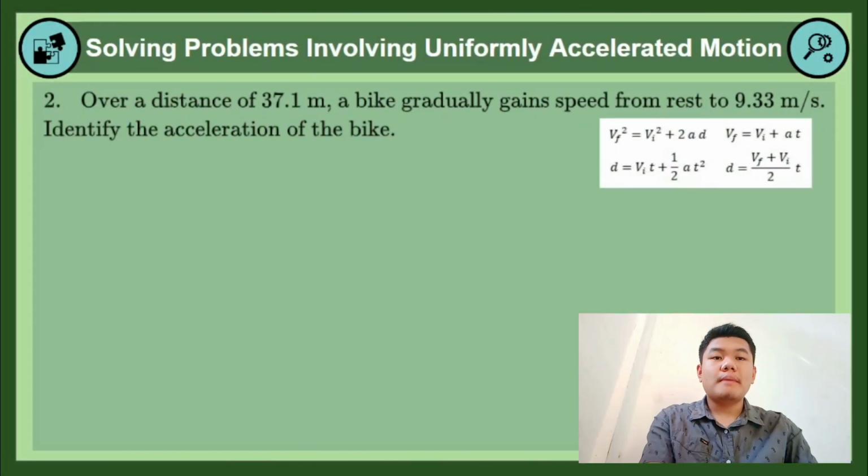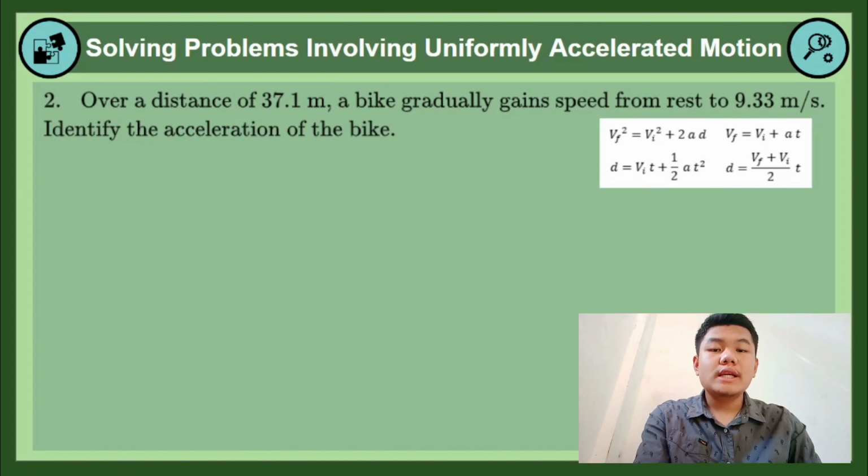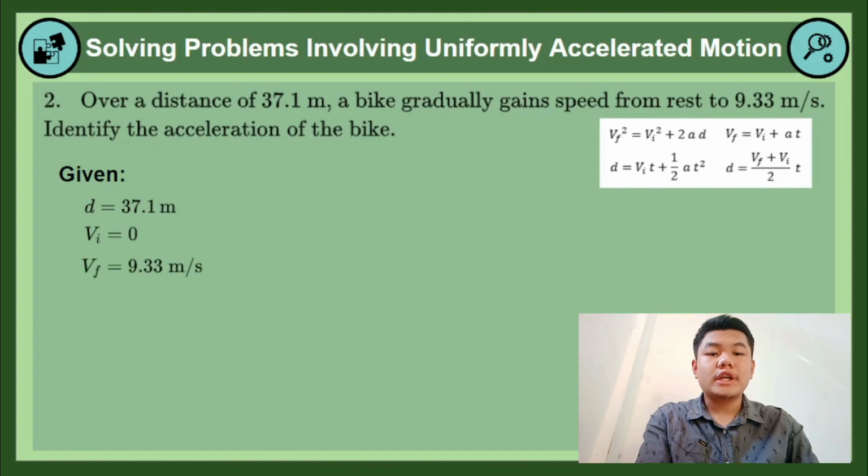Let's proceed to example number 2. Over a distance of 37.1 meters, a bike gradually gains speed from rest to 9.33 meters per second. Identify the acceleration of the bike. First, write the given. The distance is 37.1 meters, the initial velocity is 0, and the final velocity is 9.33 meters per second. Based on the given, choose the best formula to be used. And since the acceleration is the missing value, Vf squared equals Vi squared plus 2ad is the appropriate formula to be used in this problem.